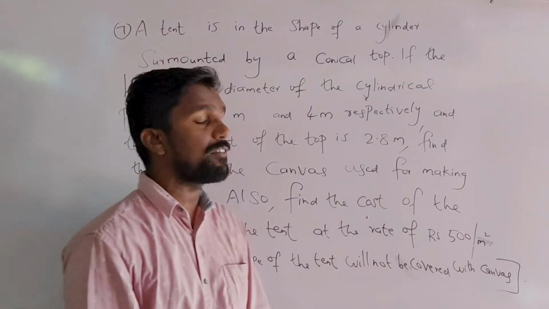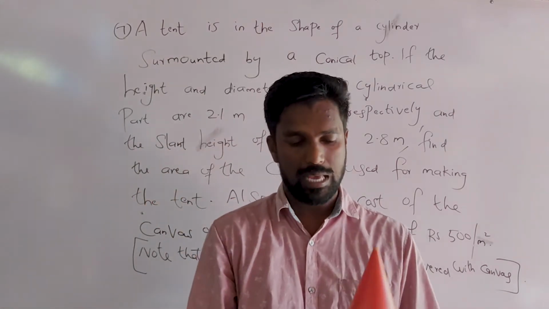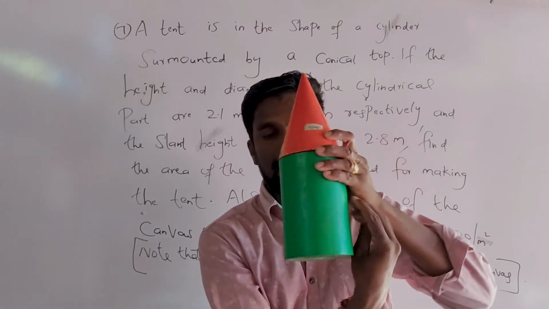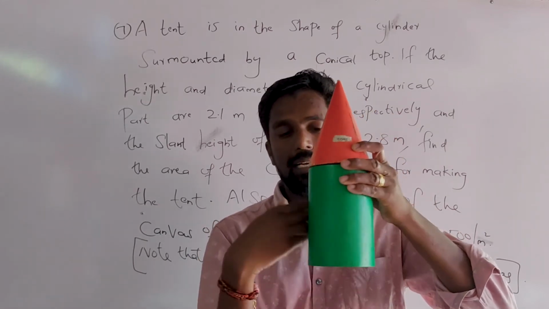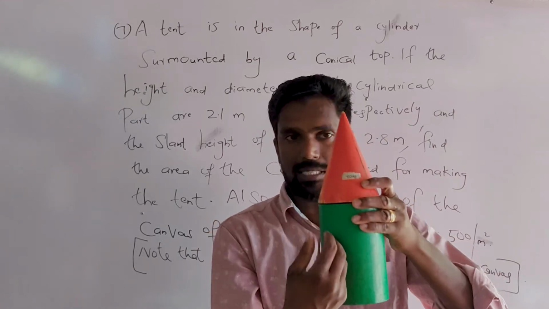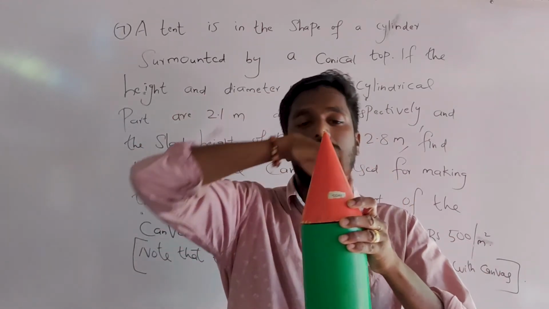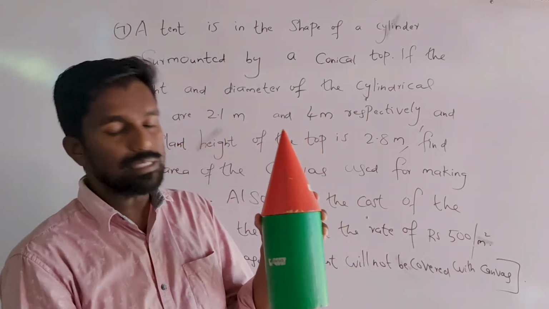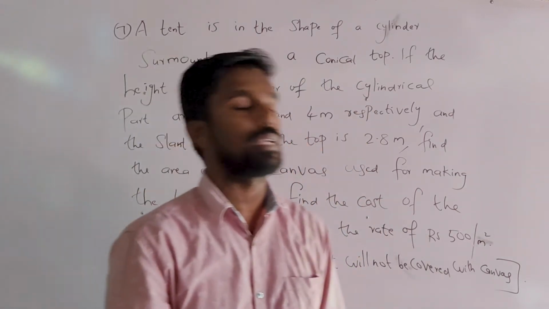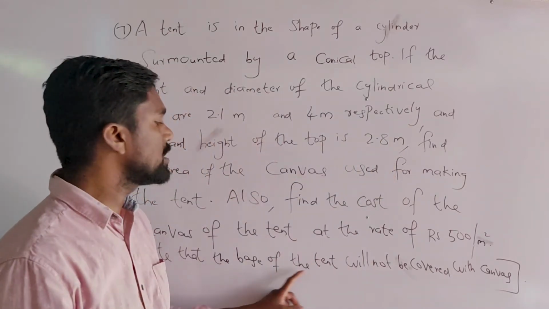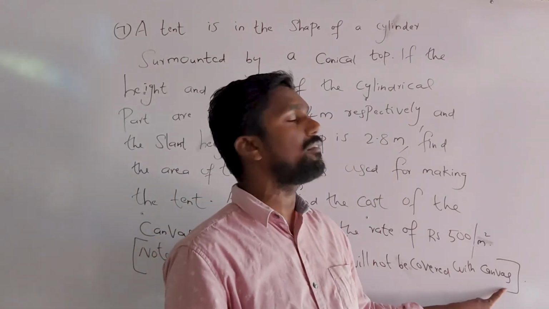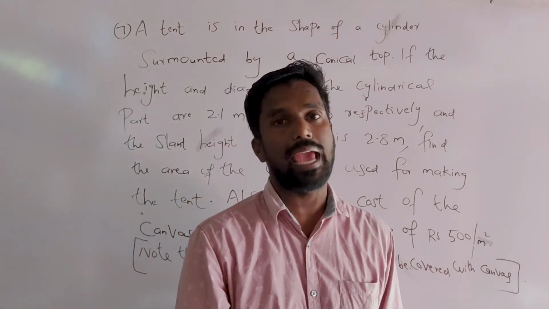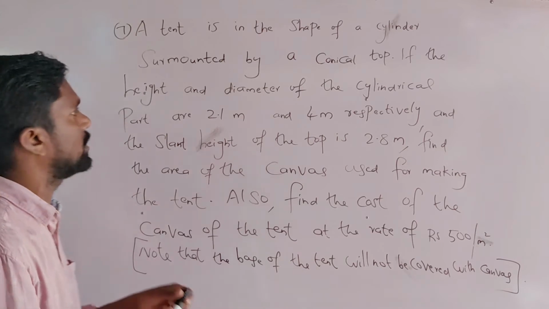Base of the tent will not be covered with canvas. That means this base is not covered with canvas. Canvas is here, CSA of cylinder. Cylinder is a curved surface, canvas is there. And the cone's curved surface, canvas is there. That means canvas is not there at the bottom. That means base of the tent will not be covered with canvas. It is given in the question.